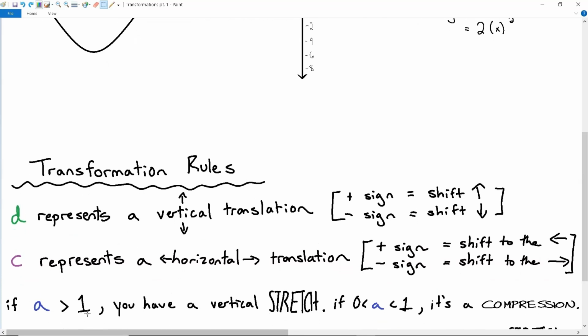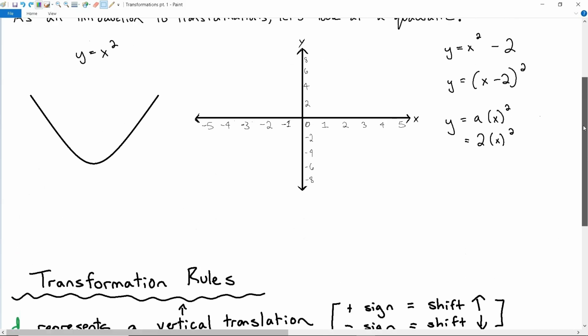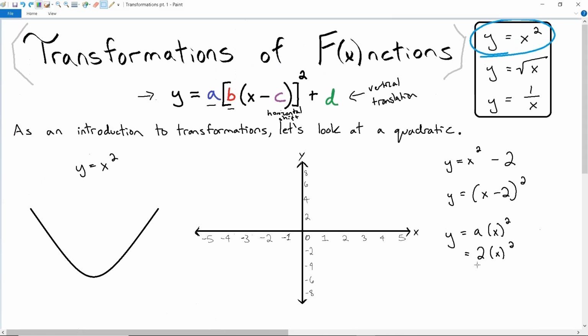If a is greater than 1, you have a vertical stretch. If a is between 0 and 1, it's a compression. So we see up here, we had a value that was greater than 1, which is why we had a stretch by a factor of 2.